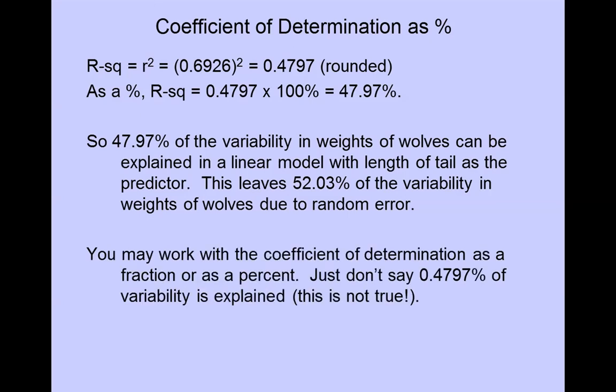You may work with the coefficient of determination in either way, really. You can do it as a fraction or a decimal, or you can do it as a percent. Just be careful not to write the decimal and then put a percent sign on the end, because to say 0.4797% of variability is explained in this particular model really is not true.